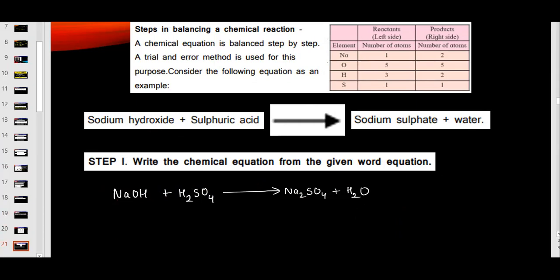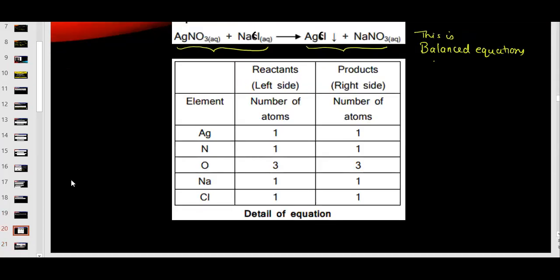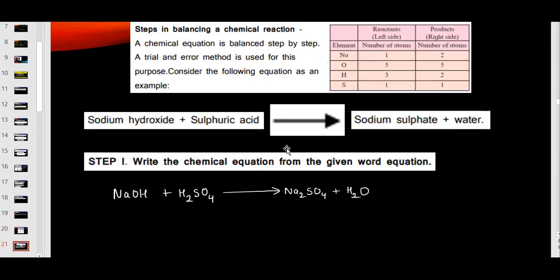Now we have to balance this chemical equation. Just think about what the elements are, and how many atoms are present in this reaction. Like earlier, we made a table and wrote how many atoms are present on the reactant left side and on the right side. The same thing we have to do here also. Here the table is already made.